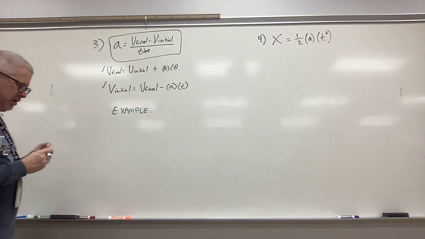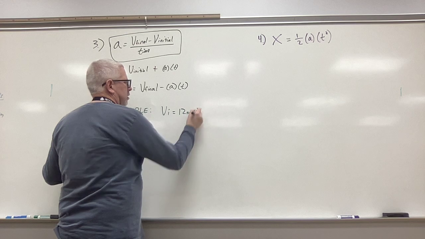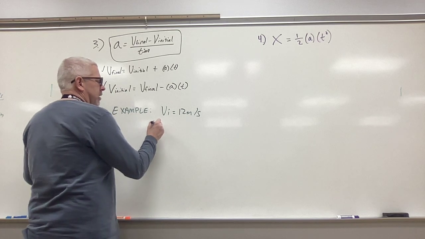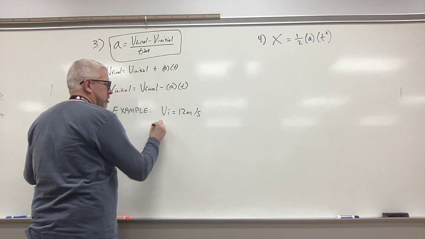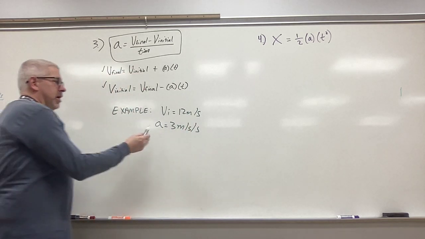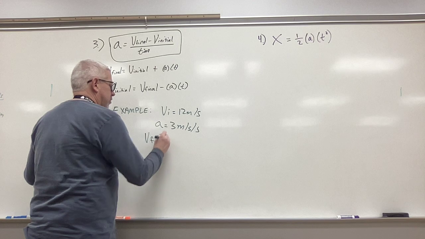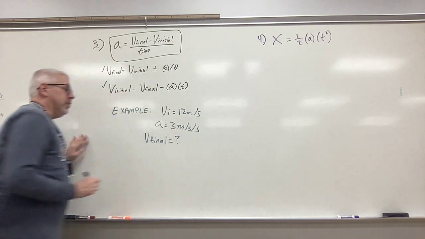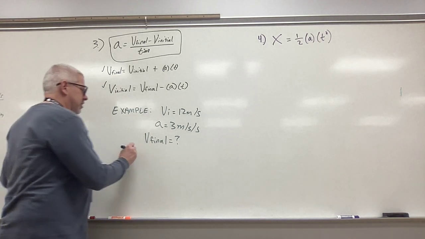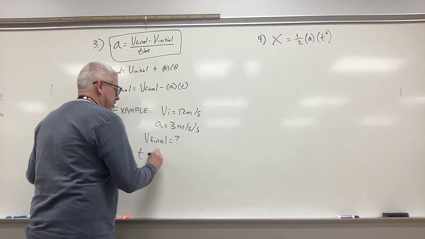Let's say we have an object that's starting with an initial velocity of 12 meters per second. And let's say that we've got something where we've figured out that its acceleration is 3 meters per second. And we want to figure out the final velocity. Well, in order to know that, I need to know how much time it's taking to accelerate at 3 meters per second. So let's say that our time interval here was 4 seconds. Let's say 10 seconds.